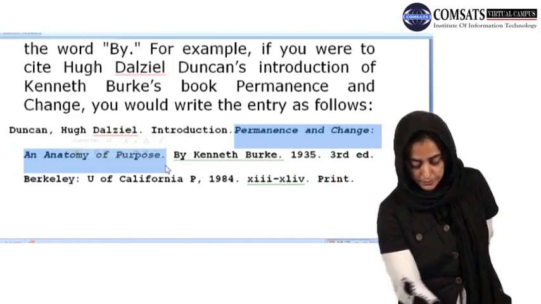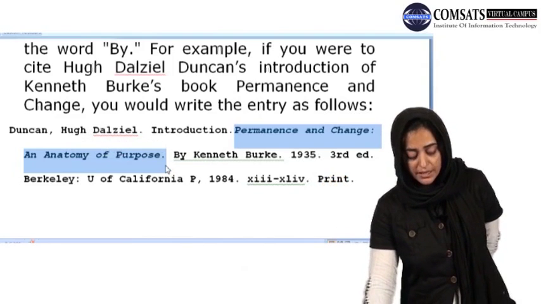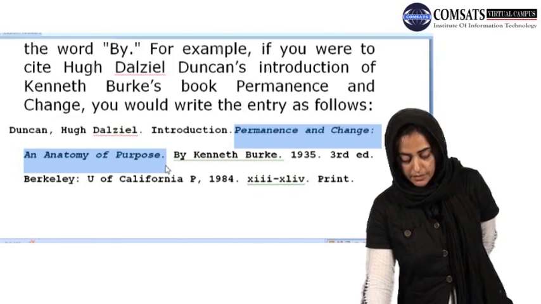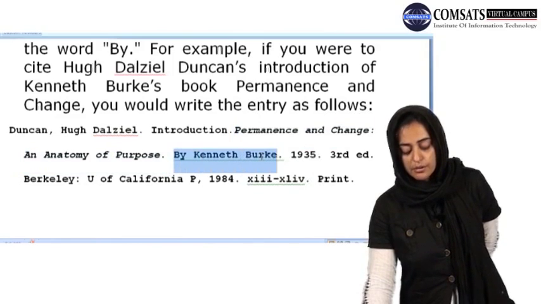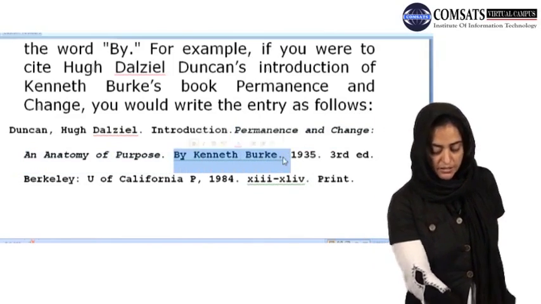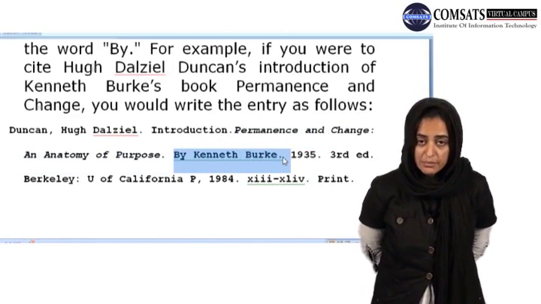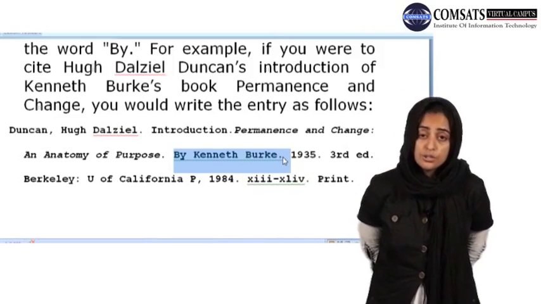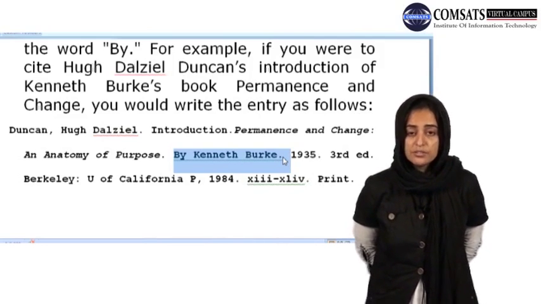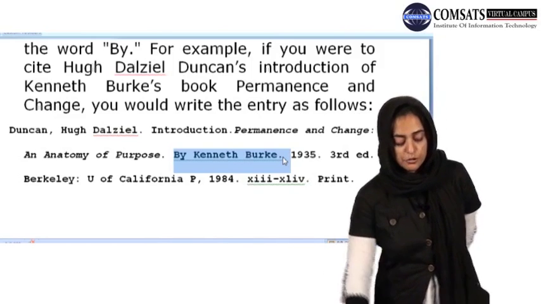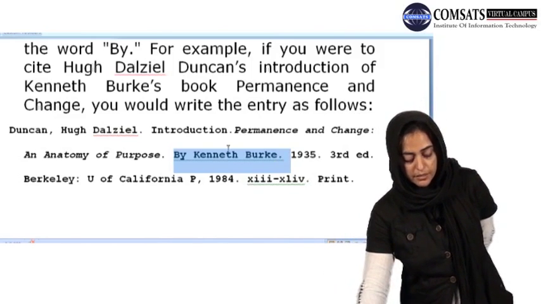Kindly have a look. Permanence and Change, colon, An Anatomy of Purpose, by Kenneth Burke. Now Kenneth Burke is the writer of the whole book. The book is written by Kenneth Burke, but the introduction of the book is not written by Kenneth, it's written by another person, Duncan, in front of you.